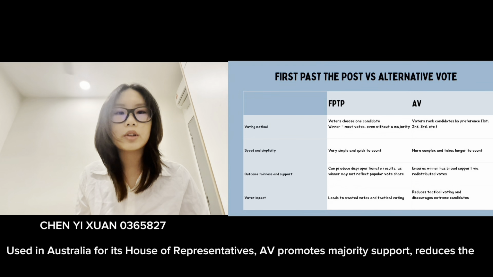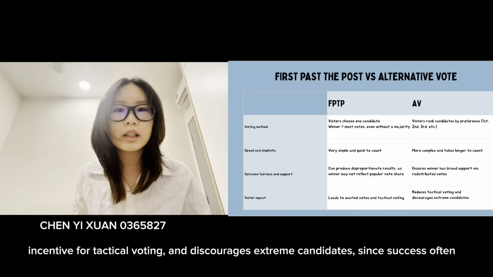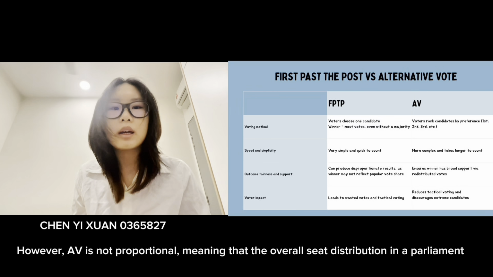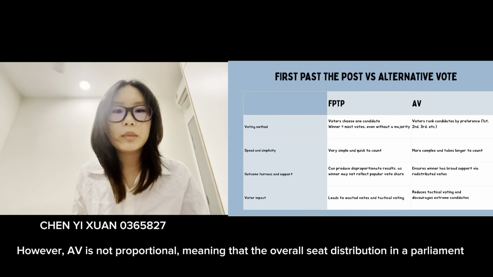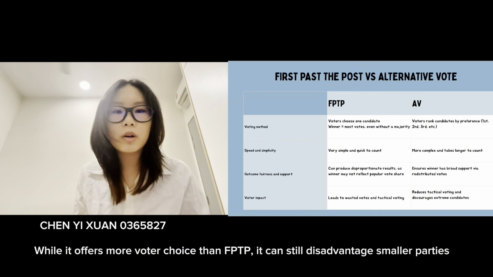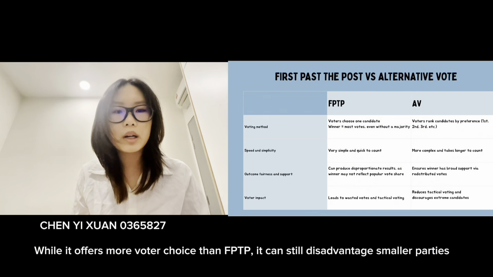Used in Australia for its House of Representatives, AV also promotes majority support, reduces the incentive for tactical voting, and discourages extreme candidates, since success often depends on gaining second or third preference votes from a broad electorate. However, AV is not proportional, meaning that the overall seat distribution in a parliament may still not reflect the national vote share of each party. While it offers more voter choice than first past the post, it can still disadvantage smaller parties and takes more time to count.